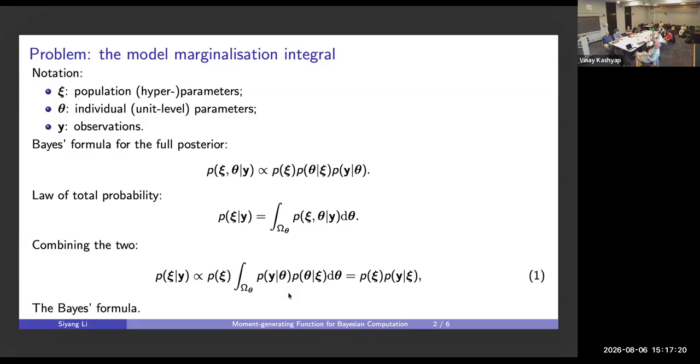But current methods for computing such an integral can be heavy for some very simple problems, and they are almost always approximate or asymptotic.